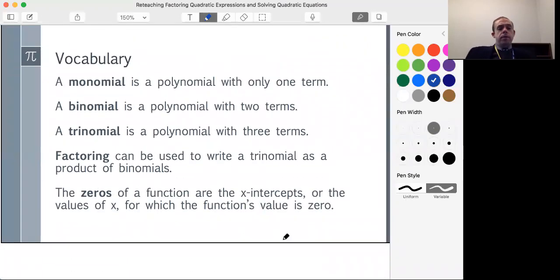A monomial is a polynomial with only one term. A binomial is a polynomial with two terms, and a trinomial is a polynomial with three terms. Factoring can be used to write a trinomial as a product of two binomials. The zeros of a function are the x-intercepts, or the values of x for which the function's value is 0.